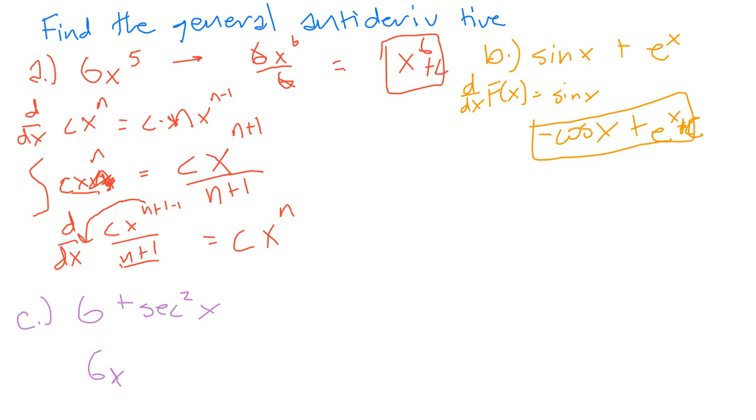Once again, we have another trig one. So this one I like to think about what function, if we take the derivative of it, gives us secant squared. Well, the derivative of tangent of x is secant squared. So therefore, the antiderivative of secant squared is going to be tangent of x. And since we have a general antiderivative, we have to do our plus c.